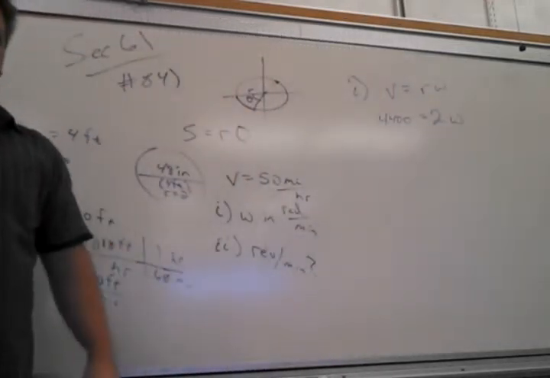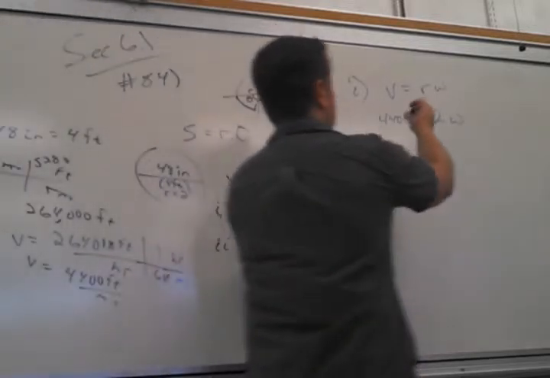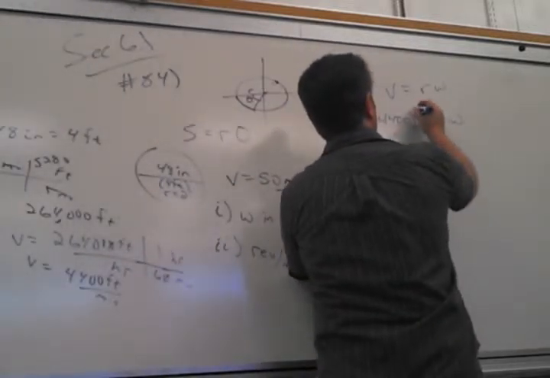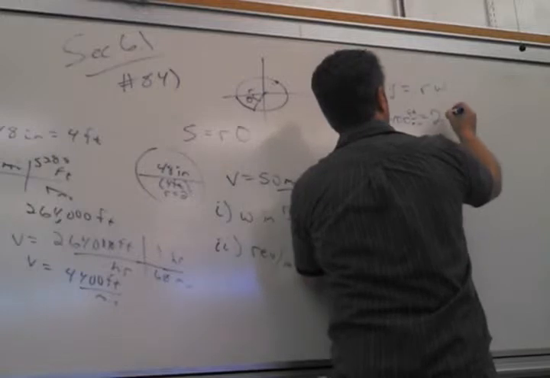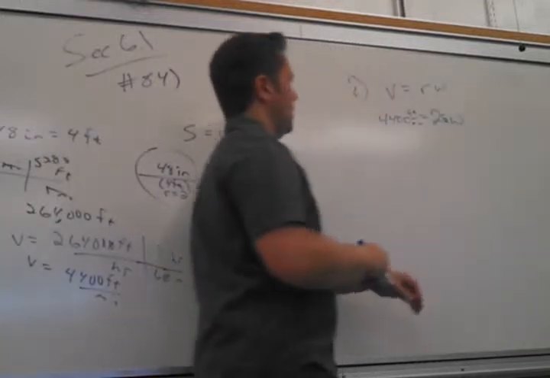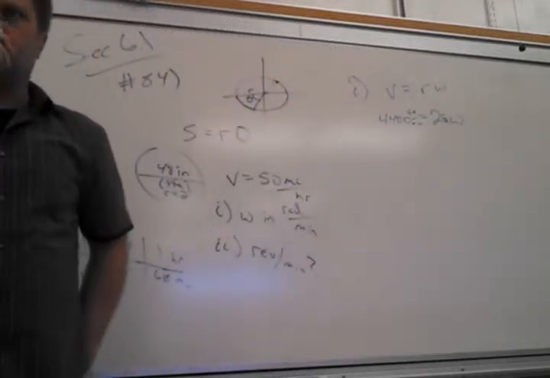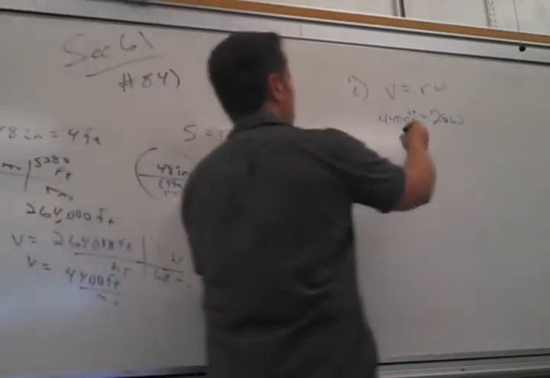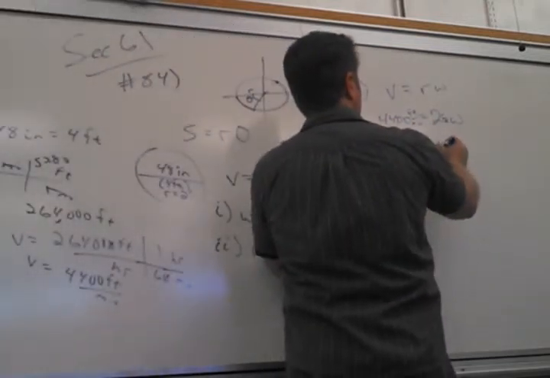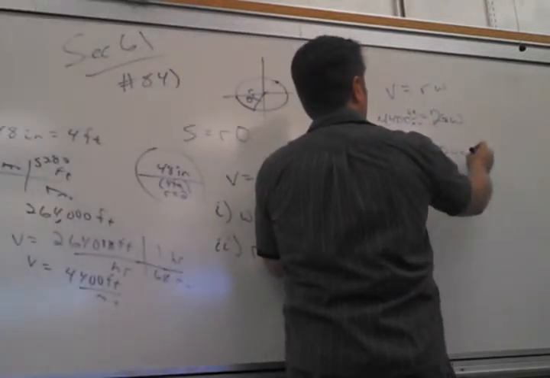And now watch what's happening here. Let's go ahead and write this down. So this is 4,400 feet per minute, and this is 2 feet times omega. Now what happens when you divide by 2 feet? They cancel. Omega equals 2,200 per minute.